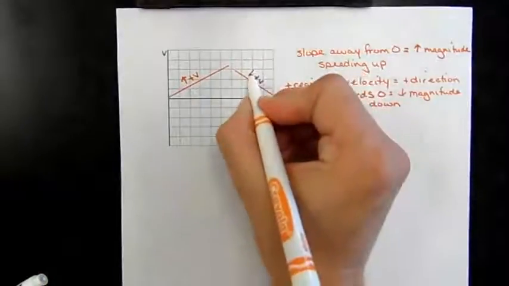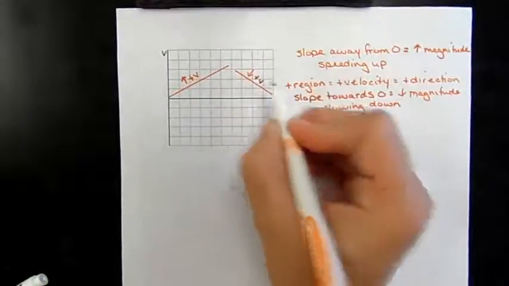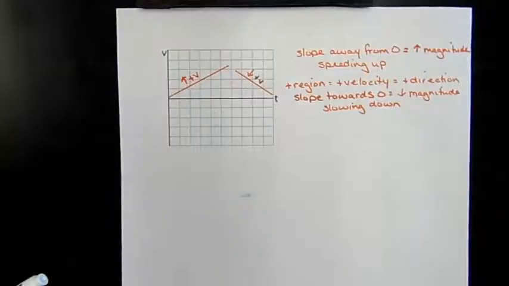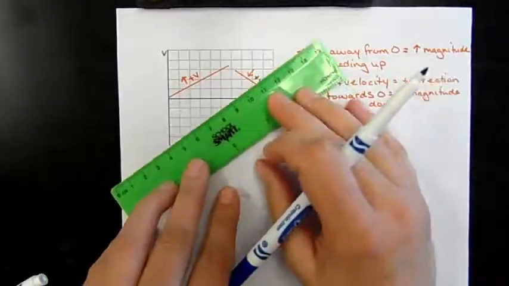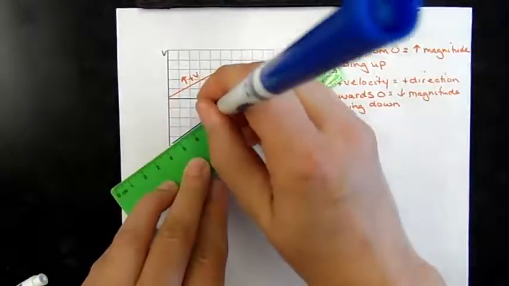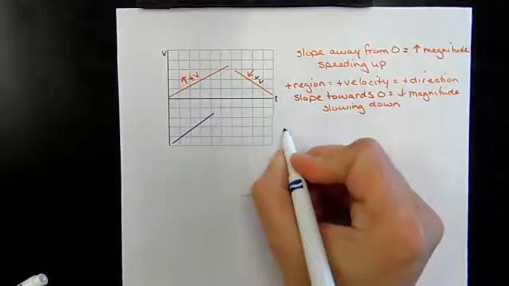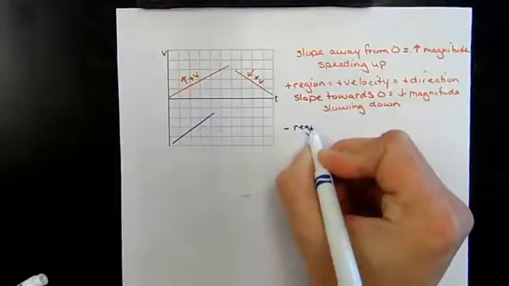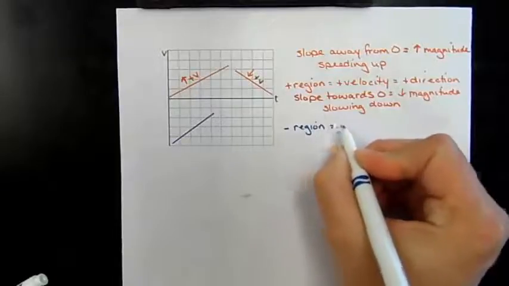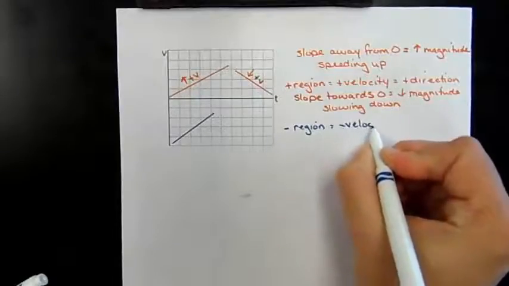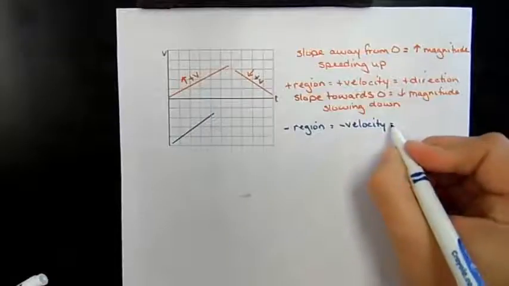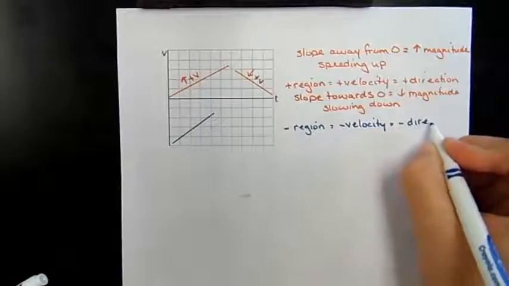So this velocity is decreasing in the positive direction. What if we've got our line down here? We're in the negative region of our graph, which means we are moving at a negative velocity, which means we're moving in the negative direction.